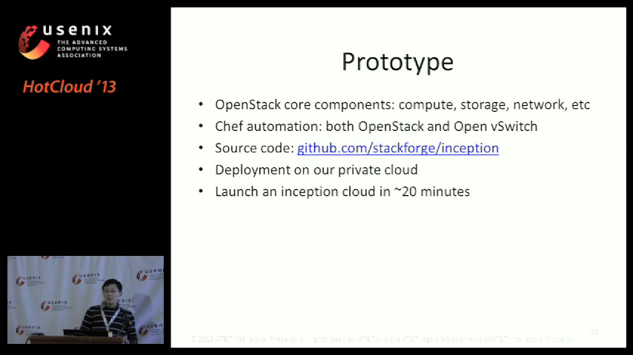So we have implemented a prototype of Inception Cloud, which can deploy OpenStack core components, including compute, storage, and network components. And we use a tool called Chef to automate the process of deploying OpenStack and OpenVSwitch. So the whole process is automatically performed, and the source code is available at this link. Basically, we use OpenStack infrastructure to host our project, including code review, Git repository, and also testing environment.